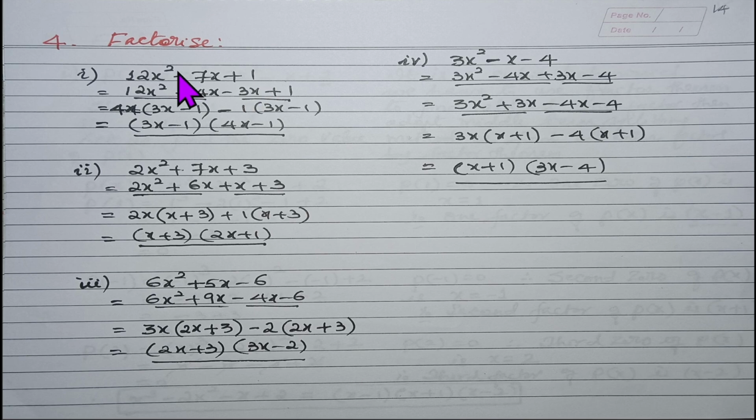Now I can split, you already learned how to split the middle term. Now when I add minus 4 minus 3, I get minus 7. When I multiply, minus into minus is plus, 4 into 3 is 12, 12 into 1 is 12. Definitely the splitting is correct.